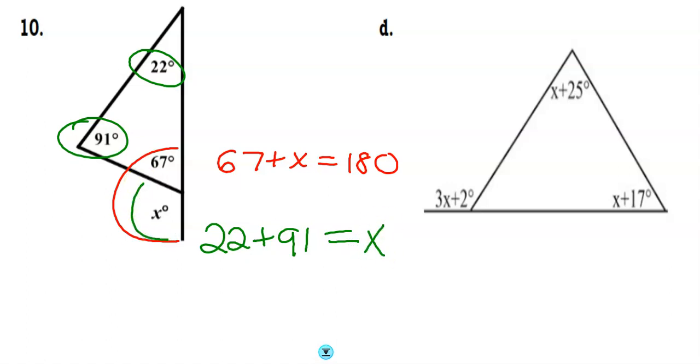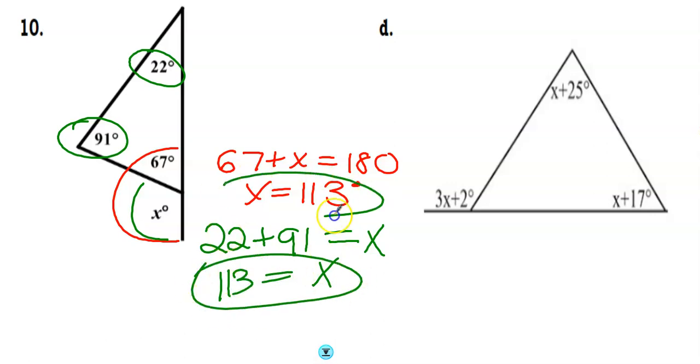So there's two different ways to solve this, and I'm going to prove to you that you get the same answer either way. So 180 minus 67 is 113. And then if I do 22 plus 91, that also equals 113. So either way, you can get the answer of 113 degrees by either knowing the relationship of these two, or knowing the relationships that these two interior angles equal the exterior angle.